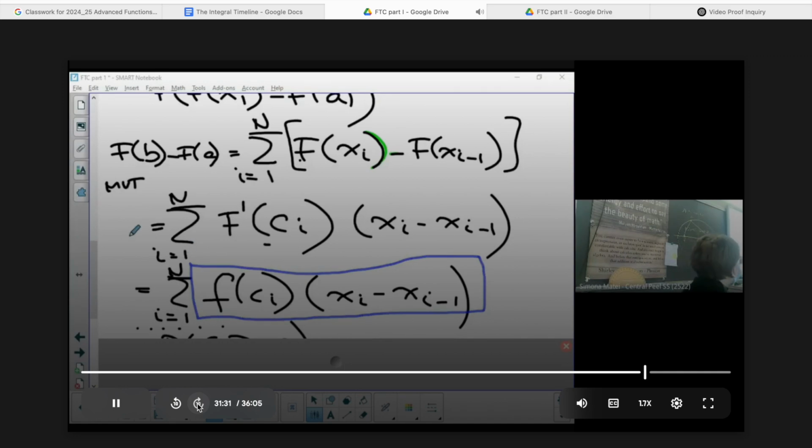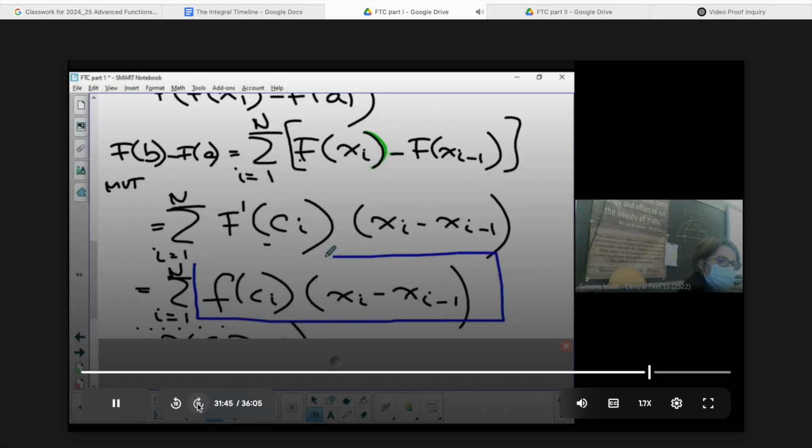Take a minute to think about that. Write on that post-it note. But right now we are still thinking. One minute, we are still thinking. What's the meaning of that? f at ci times xi minus 1. What is that?